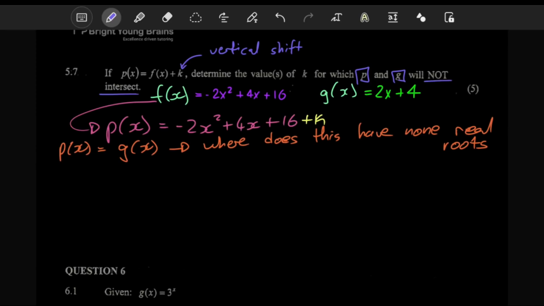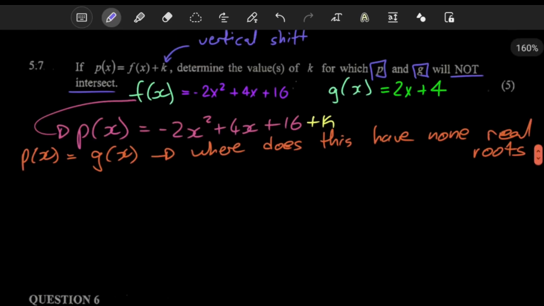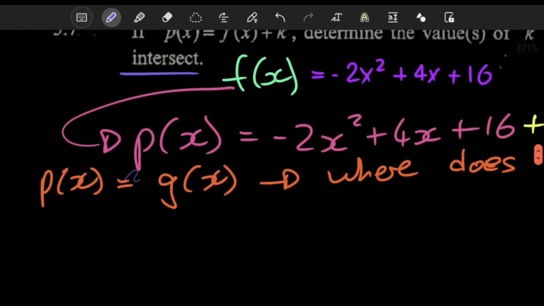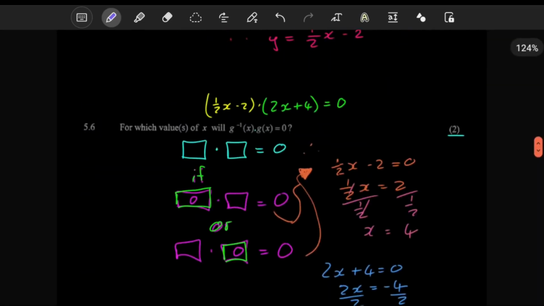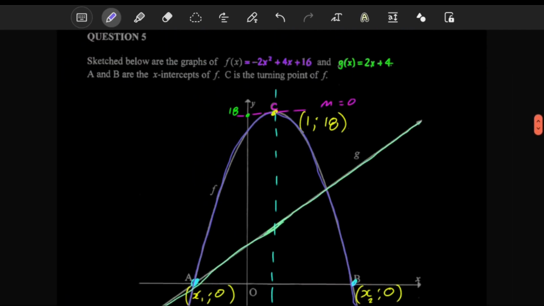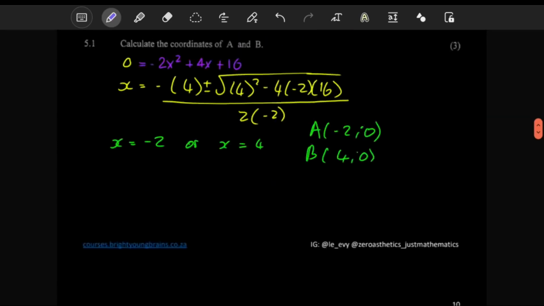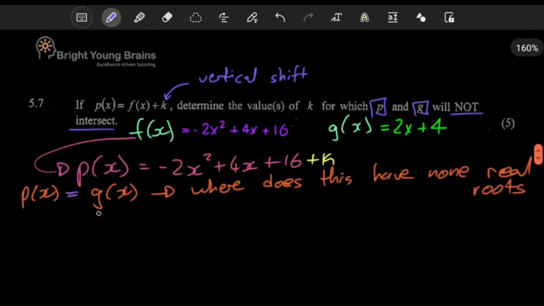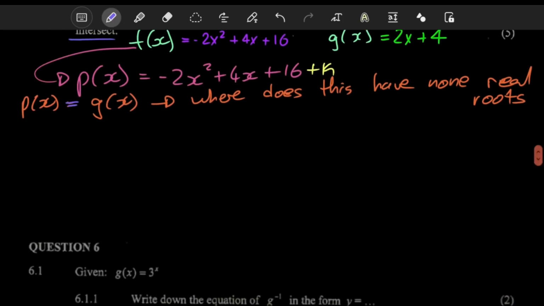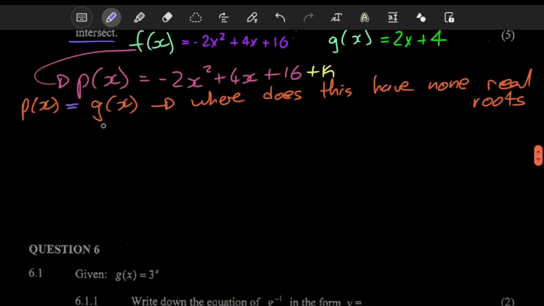Because remember, roots are just solutions to an equation. So we are basically trying to work this in reverse. Instead of looking for solutions to this equation, we are looking for a scenario where our two graphs will not be meeting each other anymore. So for us to do that, you would need to work out where this equation has no real roots, because where this has non-real roots is basically you asking where do these graphs not meet. So here, p of x equals g of x.